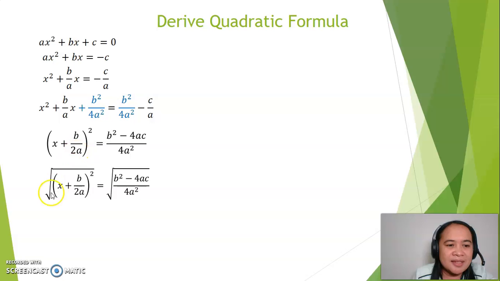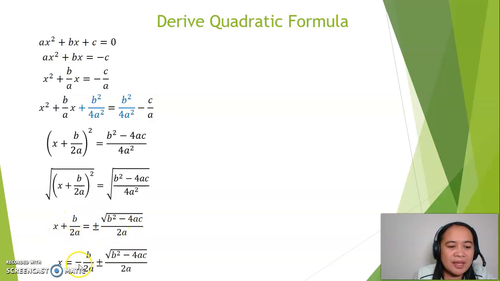Next step is get the square root to both sides. So with this, you can cancel the radical sign and 2, and you will end up with this one. So square root of this is plus and minus square root of b squared minus 4ac, and the square root of 4a squared is 2a. Next, transfer this to the other side. We will end up with negative b over 2a plus and minus this one.